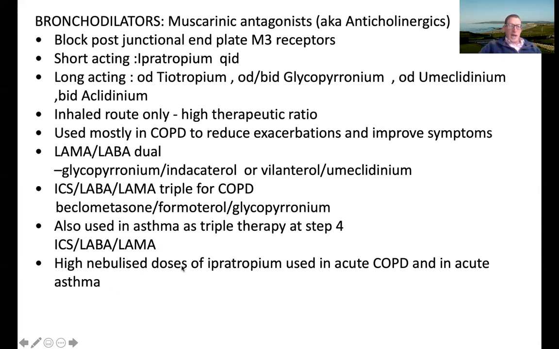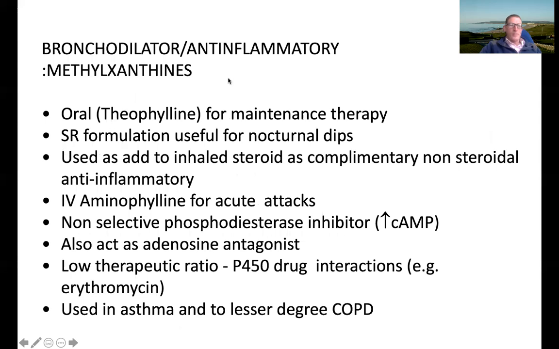And as I said, we use high nebulized doses with oxygen entrained of ipratropium together with salbutamol in either acute asthma or acute COPD, because there's additive effects of salbutamol and ipratropium. We don't use ipratropium as a reliever for either asthma or COPD, only for nebulization.